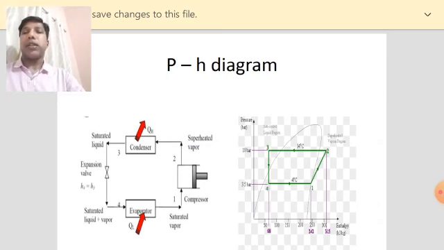So next you have 2-3. 2-3 is a condensation. 2-3 is a constant pressure process. There is no pressure increase during the process 2-3. So you can see 2-3 is a constant pressure process in a pH diagram.